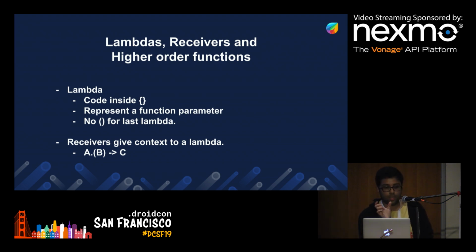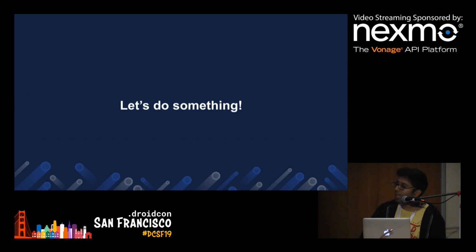It's just a function block which takes in a parameter of type B and returns C. Now, if this block of code has to know about an external context, if this block of code needs to know about A, that's how you do it. That's when a receiver comes in handy. Okay. So yeah, I think we've just discussed some stuff here.